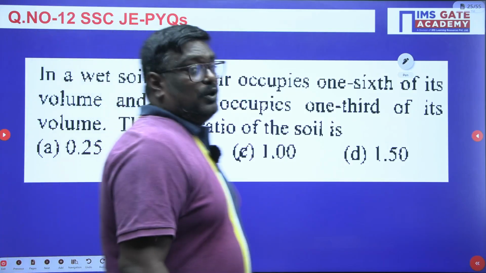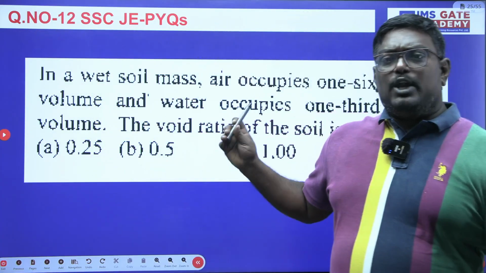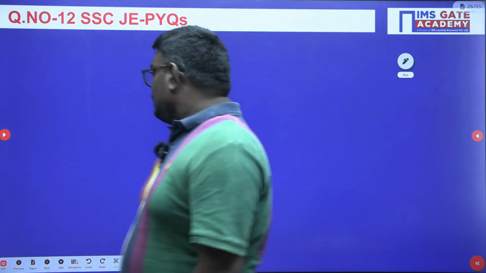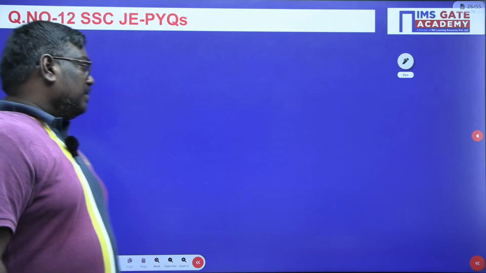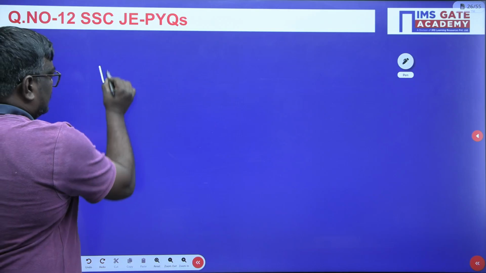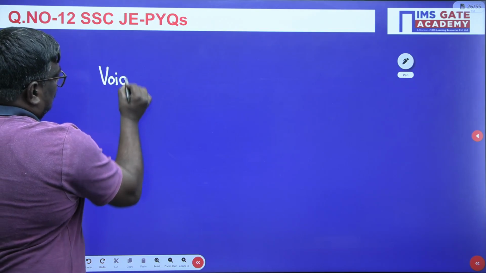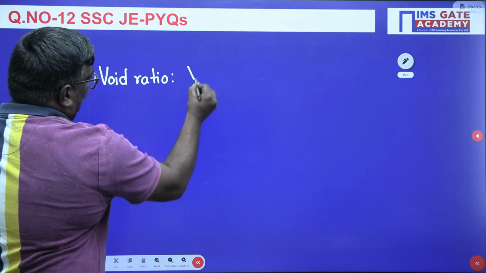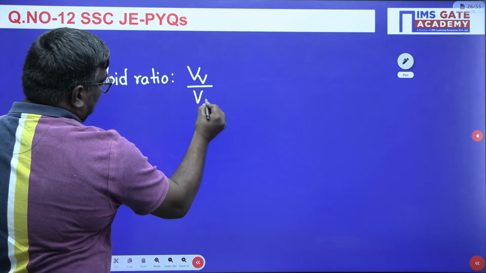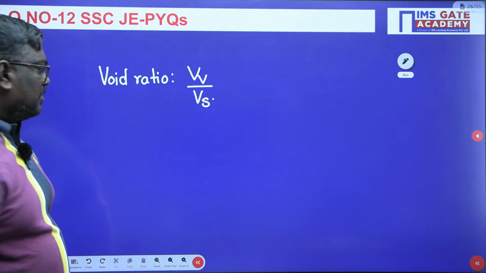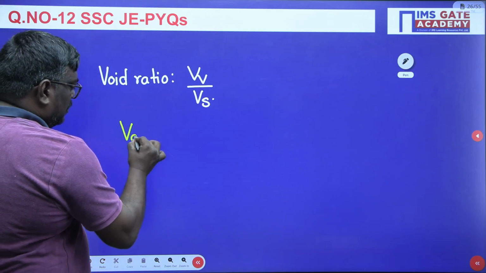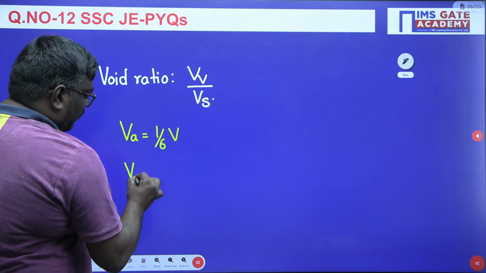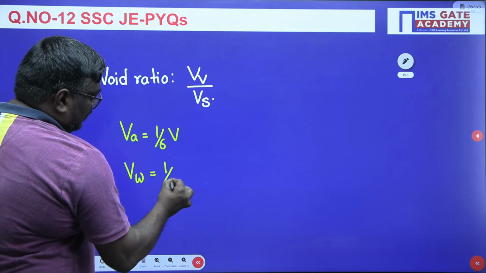Now we have another beautiful question, sir. In a wet soil, air occupies 1/6 of total volume and water occupies 1/3 of total volume. What is the void ratio? Now for your information, students, void ratio is defined as the ratio of volume of voids upon volume of solids. Now in this problem, they have given volume of air is equal to 1/6 of total volume. And remember, volume of water is given as 1/3 of total volume.